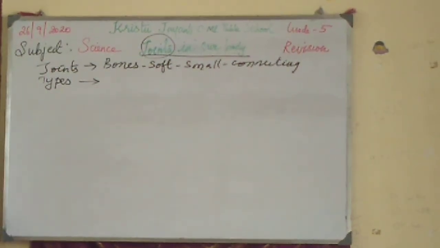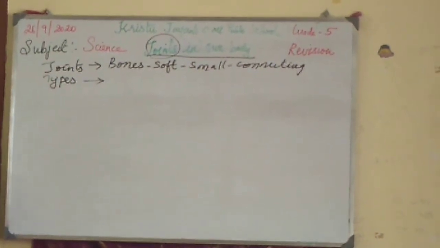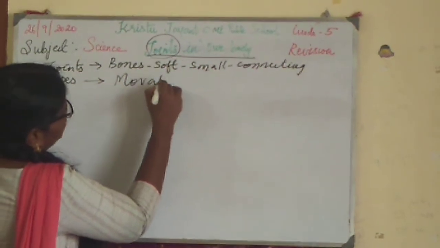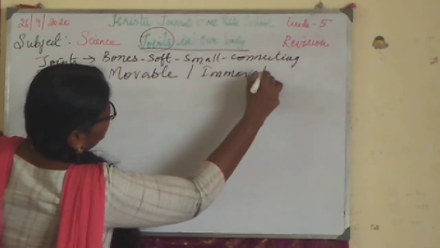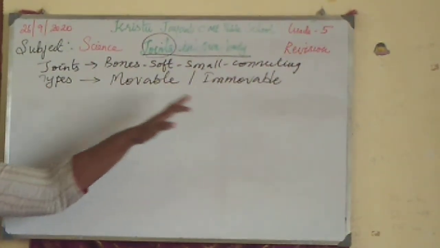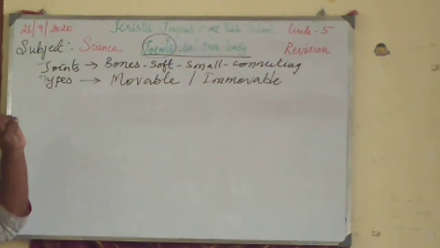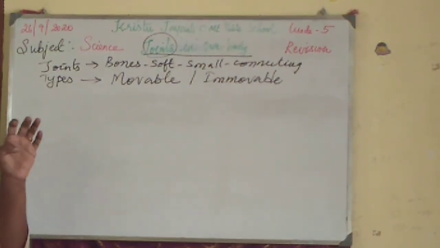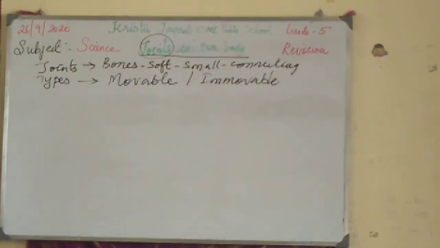Already we have seen we have mainly 2 types of joints called movable, immovable. So movable joints, immovable joints. From the name itself you can understand movable means the joints which can move, your wrist, your hip region and all. If you rotate, it will rotate. So those joints are called movable joints.